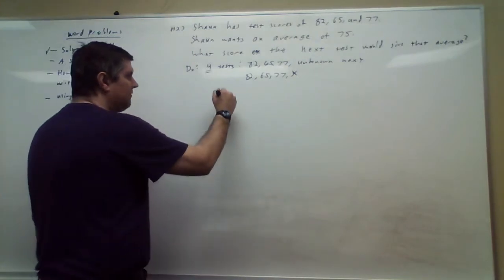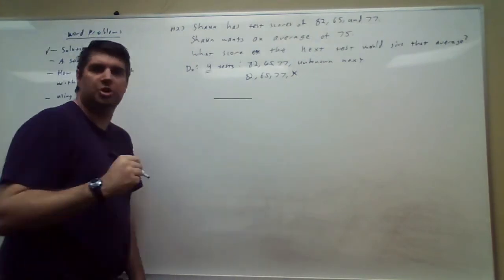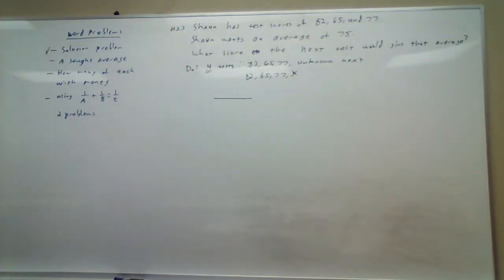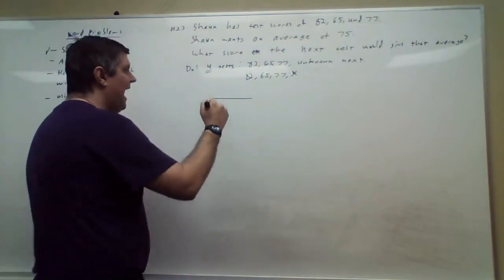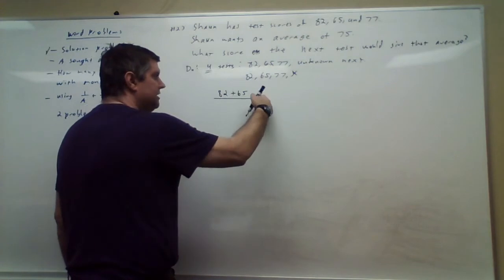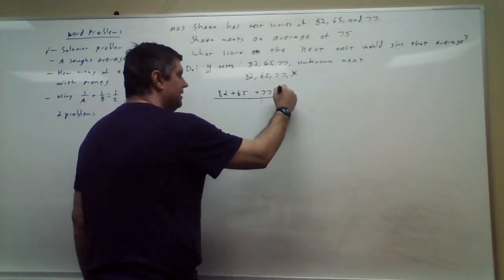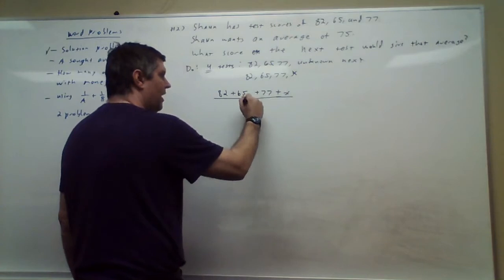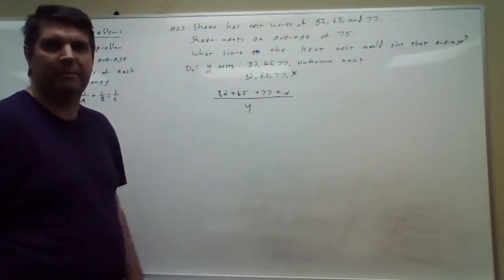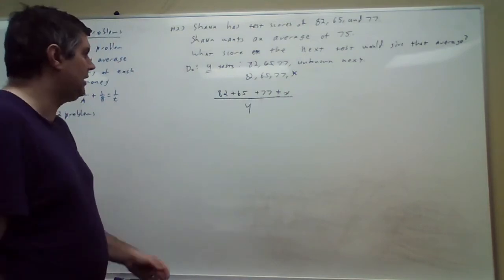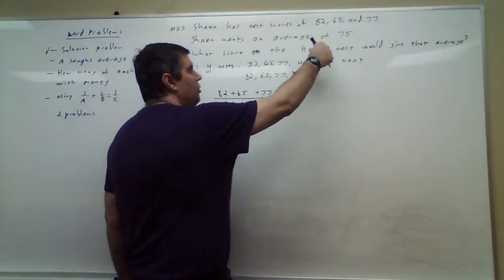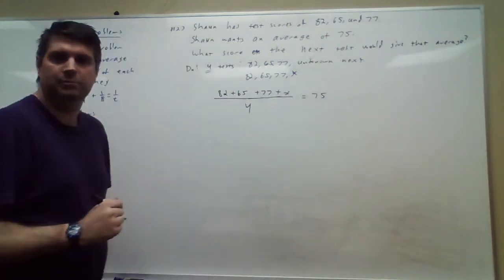Well, when you are averaging together a bunch of numbers, what you do is you add the numbers up and then you divide by the number of values that you have. So to find the average of these 4 things, you'd add up 82, 65, 77, and X, and you would be dividing it by 4. If you knew what these were, you'd add them all up and divide by 4, because there's 4 data items. Now, you don't know what X is, but you know you want an average of 75.